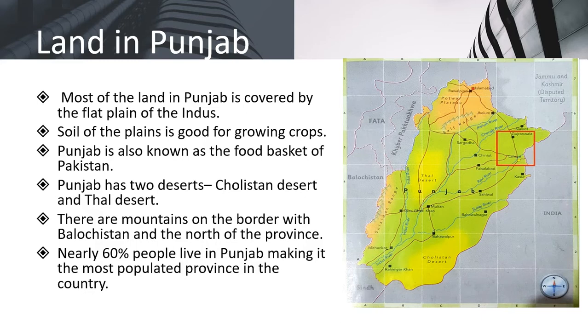This is the grid square map of the Punjab. Basically, the grid square map is a set of rows and columns to locate different places. On this map, you can see the Cholistan Desert and the Thar Desert. You can also see some mountain ranges like Salt Range and Suleiman Range.